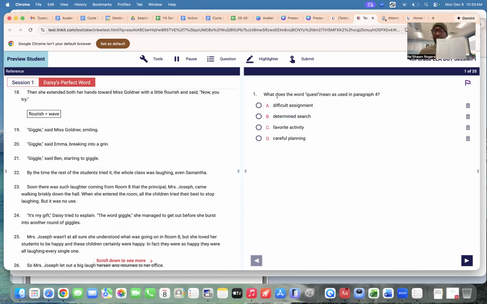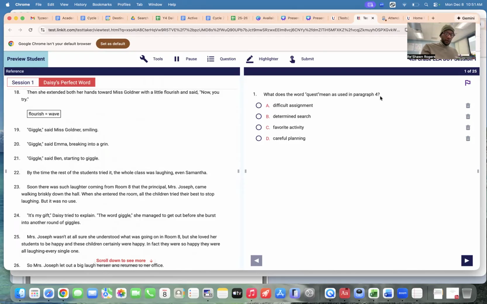Now, I got to my first question. What does the word quest mean as used in paragraph 4? Some of you remember this strategy from last year. I'm going to cover up the choices. I'm not going to look at the choices that the test taker is giving me because they're trying to trick me. I'm going to first think of my own answer and I'm going to think of my own evidence first.